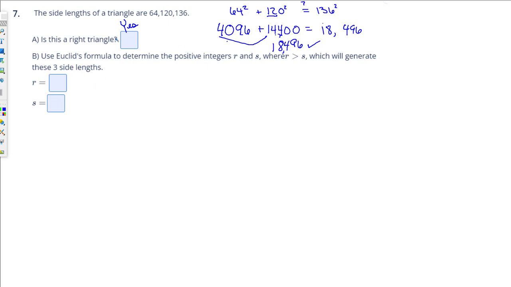Make sure you understand how to do these easy questions like this because they're the easy points I'm putting on there for the test. Now the next thing is we're going to use it to help us find r and s. So we know r squared plus s squared is going to be my longest side. So what's that going to equal?